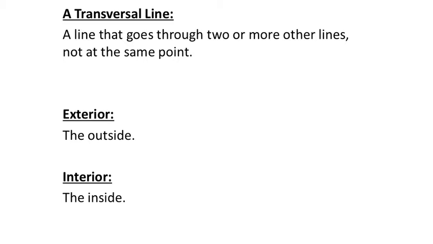It just can't go through the two or more other lines at the same point. And then this creates an exterior and interior relationship. Exterior would be considered the outside of the lines, and the interior would be the inside of the lines. Usually, when we're talking about exterior or interior, it's not in relationship to the transversal.